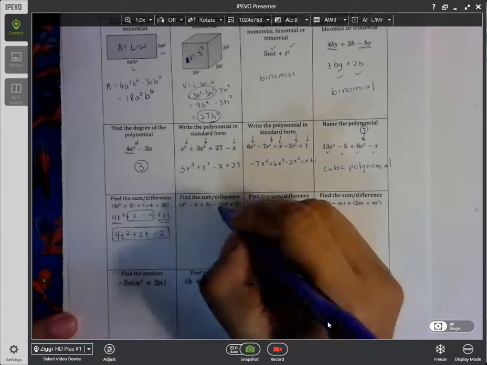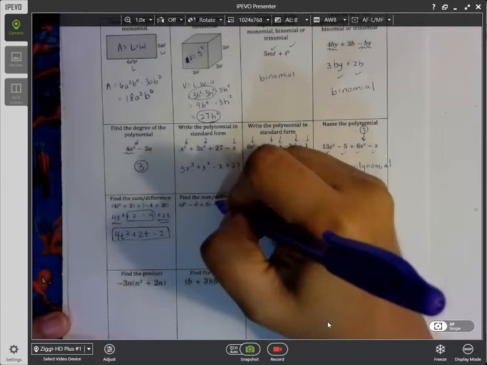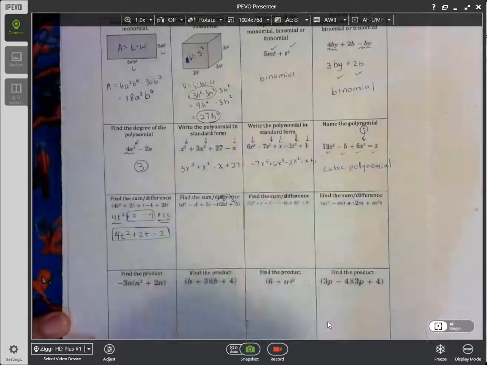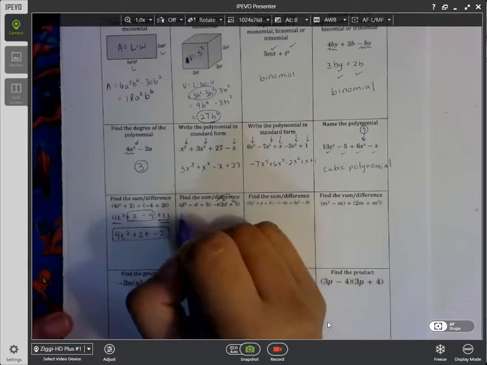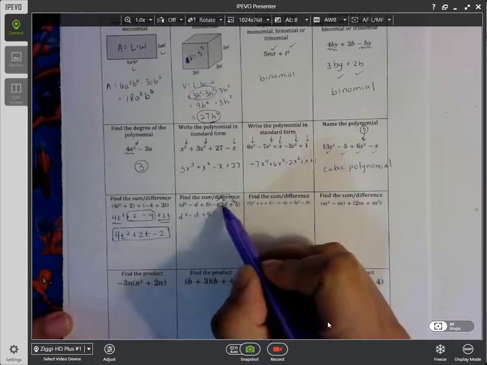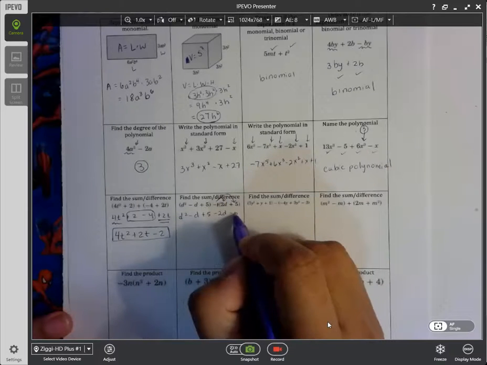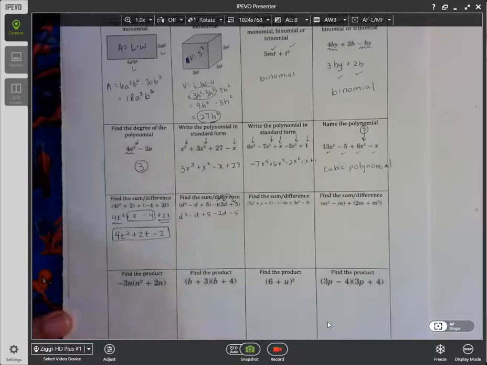Finding the difference. I think the difference, there's an imaginary 1 right there, and we're going to distribute the imaginary 1. So the first one stays the same, d squared minus d plus 5. What's negative 1 times 2? Negative 2d. Negative 1 times 5? Negative 5. And then you go looking for like terms.